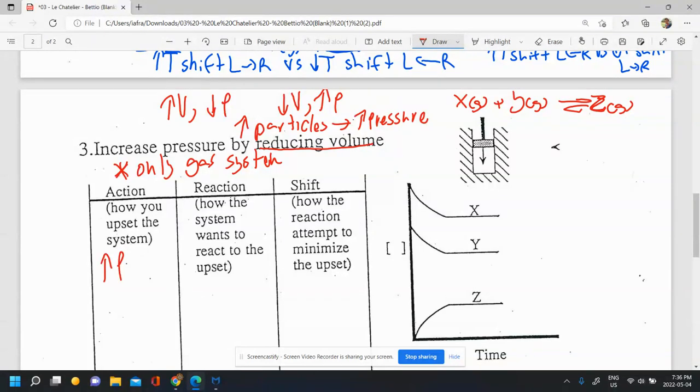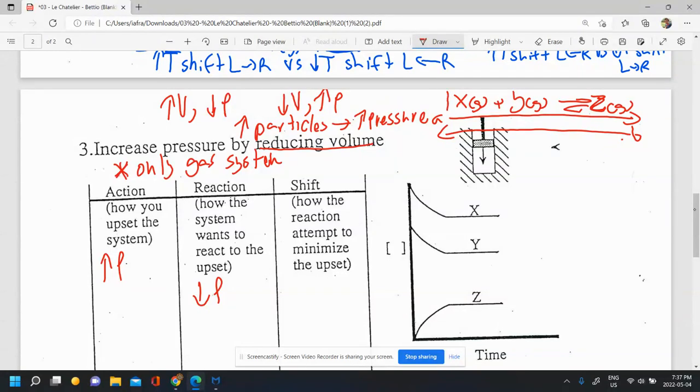We want to think about what we're doing here. We're increasing the pressure. So what does the system want to do? Automatically, it wants to reduce the pressure to counteract that. In terms of our reaction, do we want to shift to the right, or do we want to shift to the left? Our goal is to reduce pressure, and to do that we have to look at the number of particles. So let's analyze the number of particles on both the reactant side and the product side.